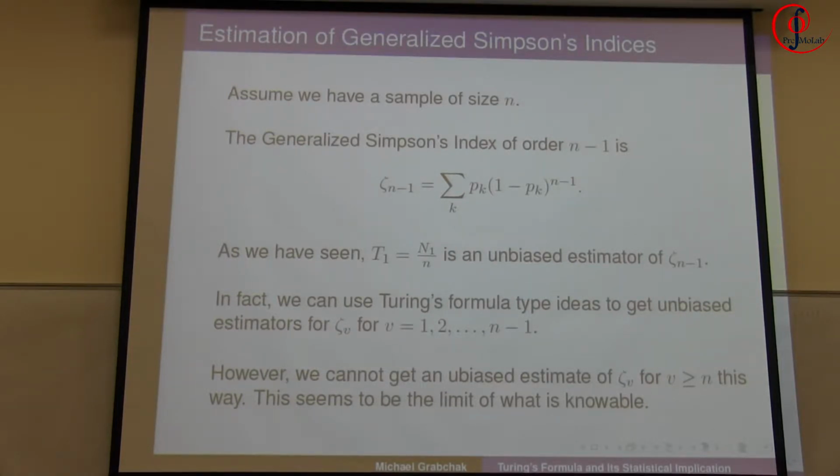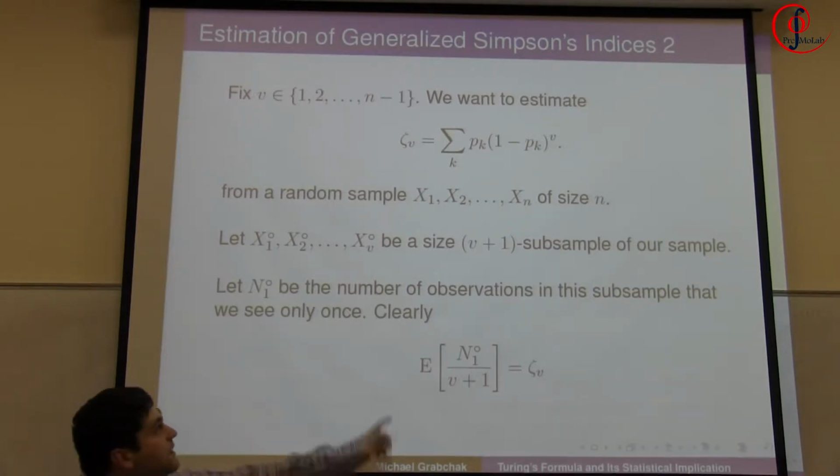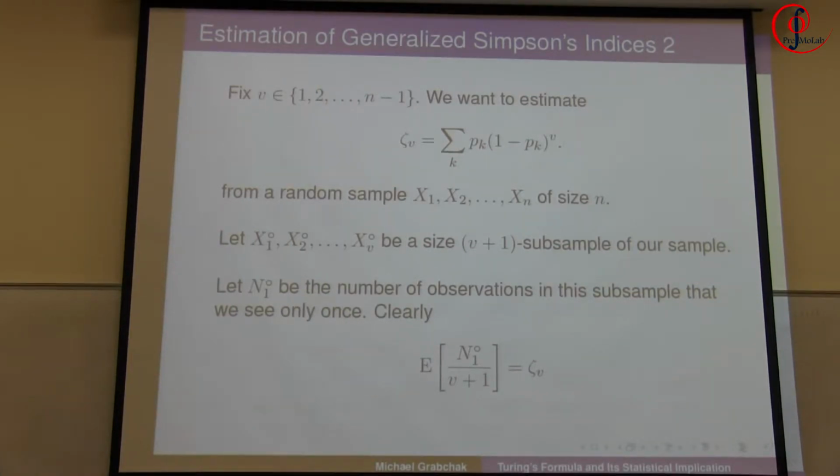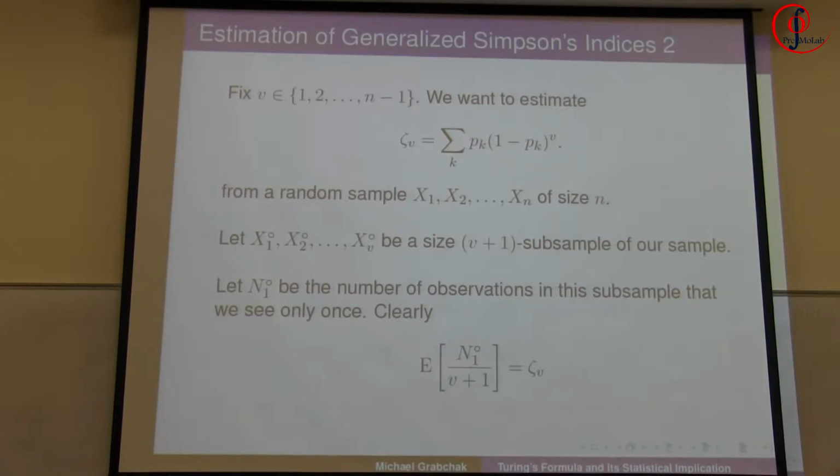Okay, so how do we do this? Okay. So I'll derive an unbiased estimator. So let v be an integer between 1 and n minus 1. And we want to again estimate this generalized Simpson's index. So now consider we have this random sample x1 through xn of size n. X's, of course, are not necessarily random variables. They could be, because a random variable we think of as a number. But here this could be species, birds, and so forth that we've observed, words, letters in general.